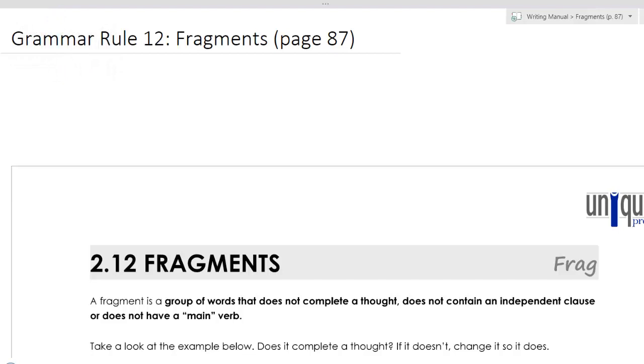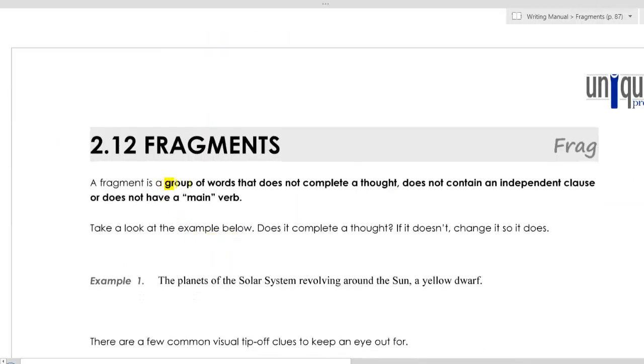Next rule is fragments. Grammar Rule 12, fragments. This is on page 87 of the writing manual. What is a fragment? Well, it is defined right here up at the top of the page. Let's go ahead and highlight that or underline it.